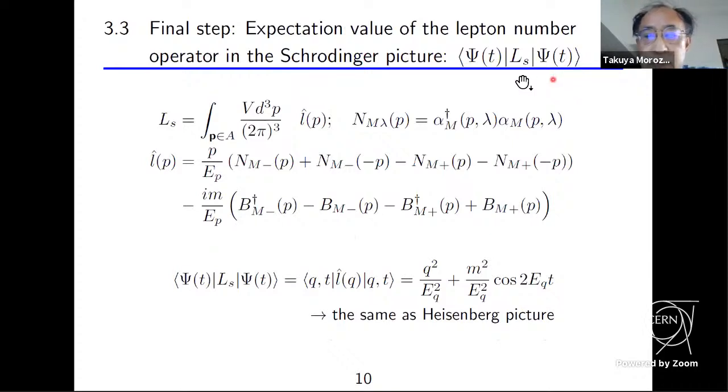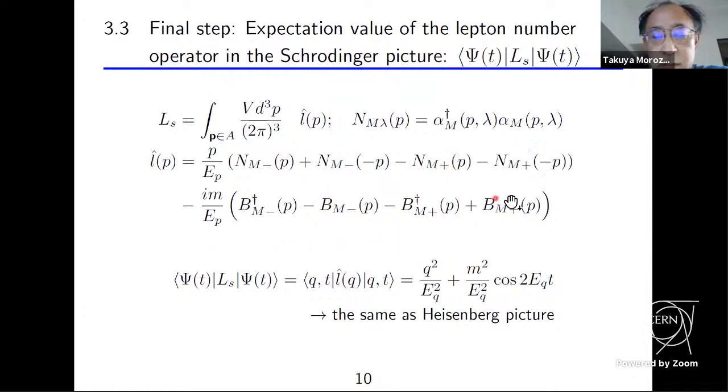So the next thing is that we just take the expectation value of the lepton number operator in the Schrödinger representation. The lepton number must be written in terms of the Majorana field, and it is written in this form. N is the number operator corresponding to the Majorana neutrino with minus helicity, and this is the plus helicity contribution.